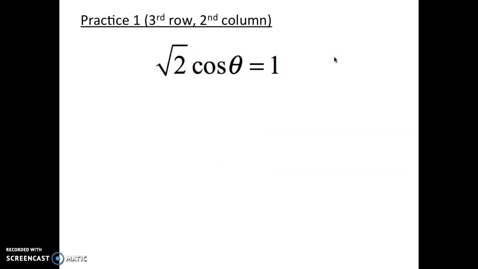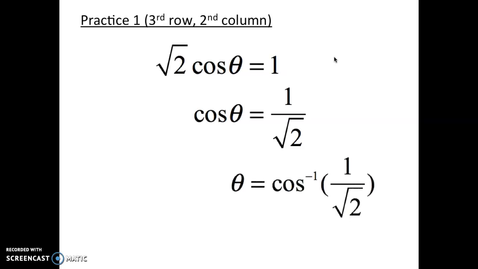Let's look at another question. This question is in the third row, second column. Square root 2 cosine theta equals 1. To work this out, we'll need to bring the square root 2 to the other side first. When I bring it over, it goes into the denominator. Following this, once I have cosine theta on one side, I'm going to find theta by using inverse cosine of 1 over square root 2. This gives me a very nice number, 45 degrees.